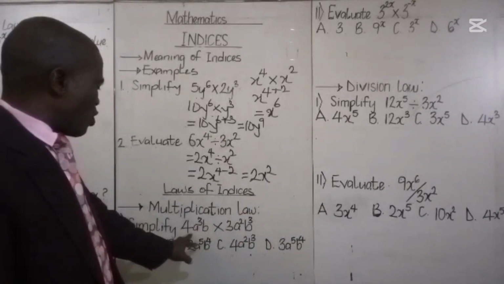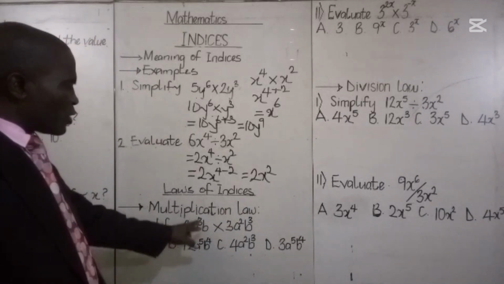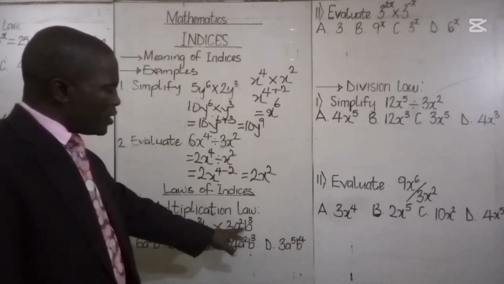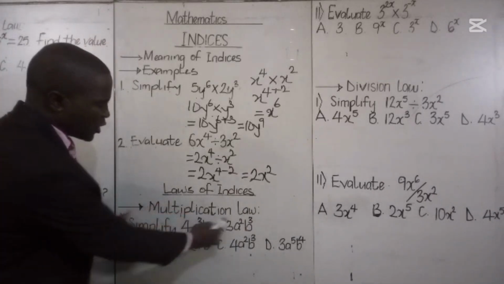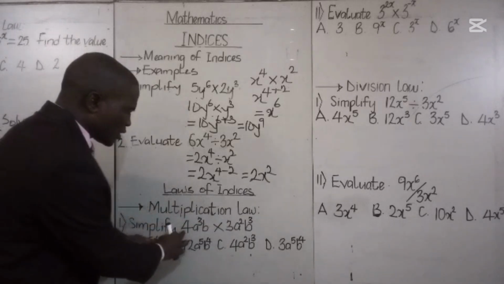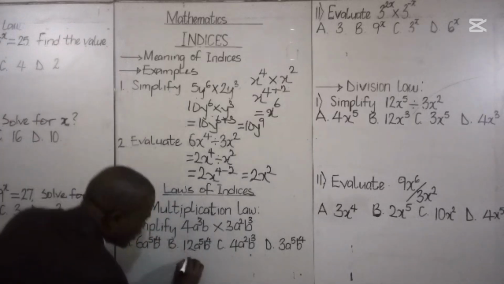Now let's look at this example. The question says simplify 4a raised to power 3b times 3a raised to power 2b raised to power 3. Here is the first expression and the second expression. How do we go about this? We are going to first of all consider the whole number. 4 times 3, it will give us 12.